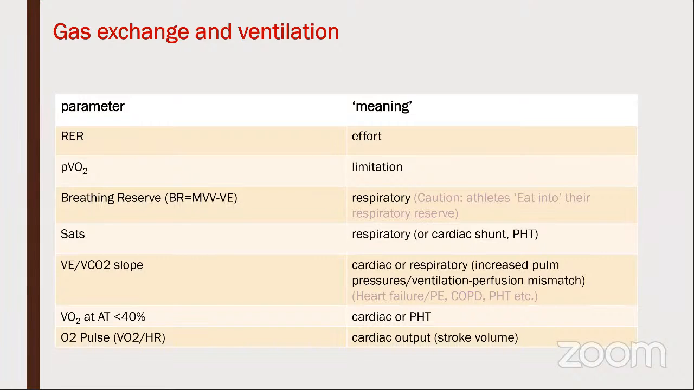I mentioned already the breathing reserve, which is calculated from your maximum voluntary ventilation minus your measured minute ventilation. If this is abnormal, if it decreases, then your limitation is due to a respiratory problem. There's one caveat: high elite athletes can exercise at higher workloads despite the oxygen uptake not going up, by eating into their respiratory reserve. Nevertheless, they would not be limited. Peak VO2 is usually supernormal.